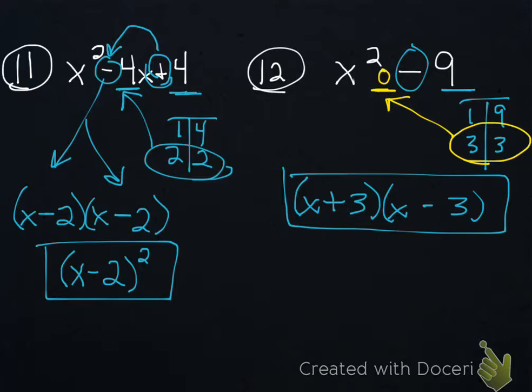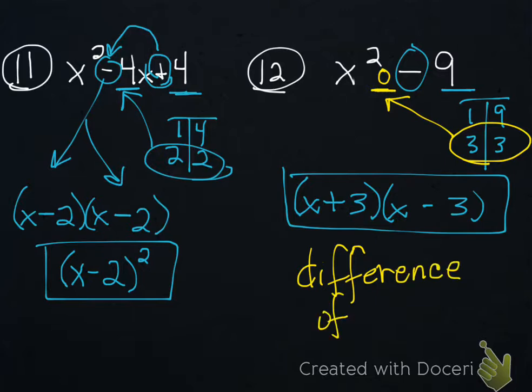This is also considered a special case, which is called the difference of 2 squares. You may have heard it in the past. Most teachers teach it separately because they want you to remember it. Both of these are perfect squares.